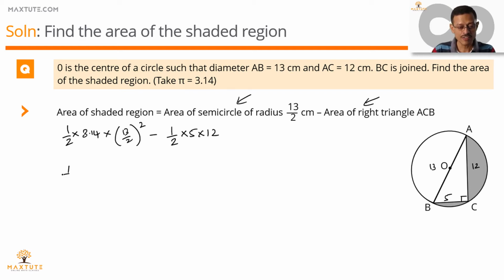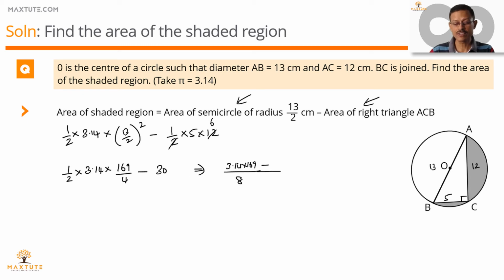So this is half into 3.14 into 13 square, which is 169, divided by 4, minus the 2 and 12 will cancel to leave us with a 6. So 5 into 6 is equal to 30. On the left hand side expression, 2 and 4 are in the denominator, which will make the common denominator equal to 8. So 3.14 into 169 minus 8 into 30, which is equal to 240.